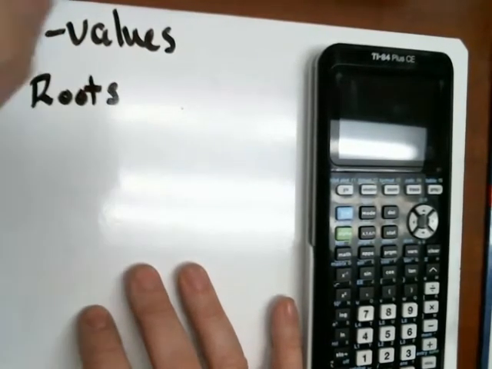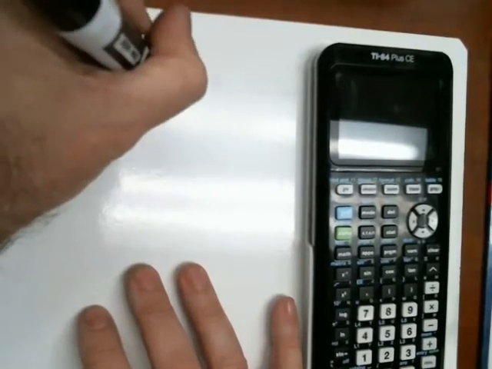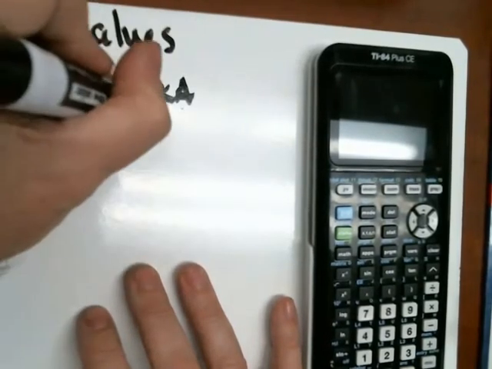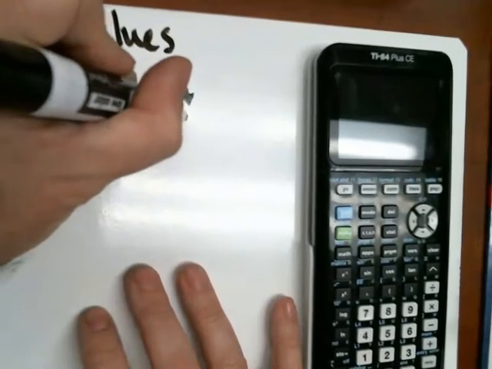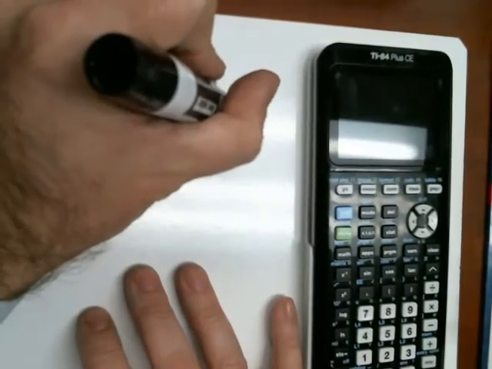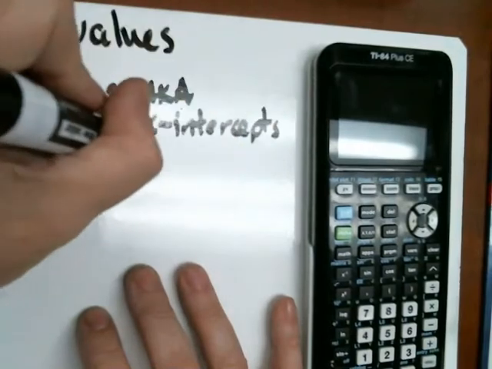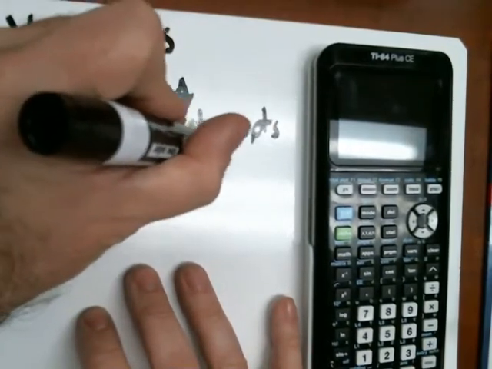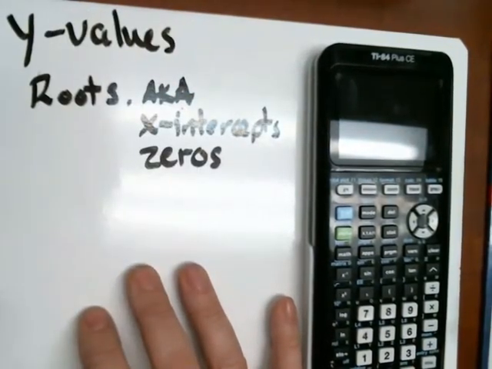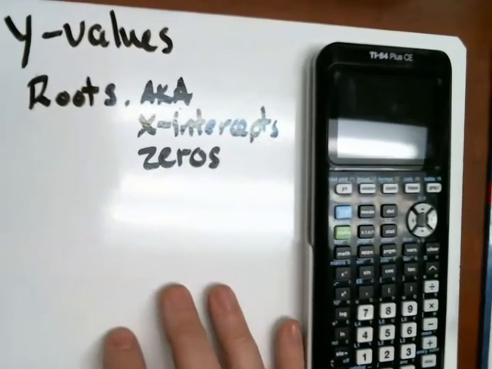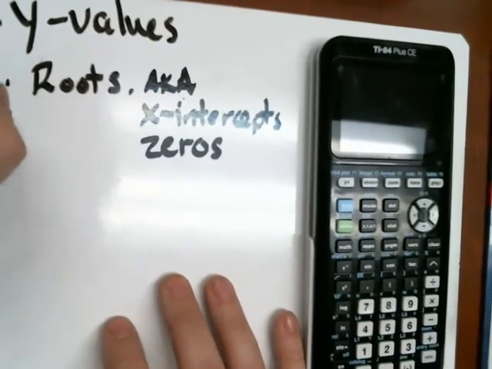roots. Roots are also known as either x-intercepts, or they're also called the zeros of a function. So we'll be using our calculators to find roots.